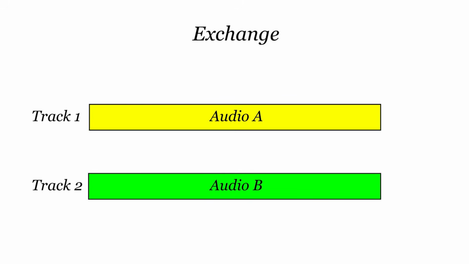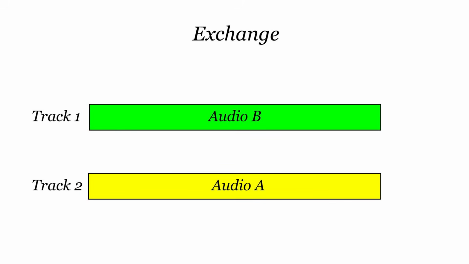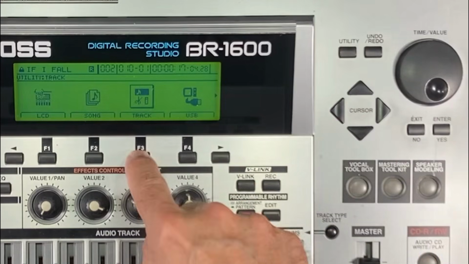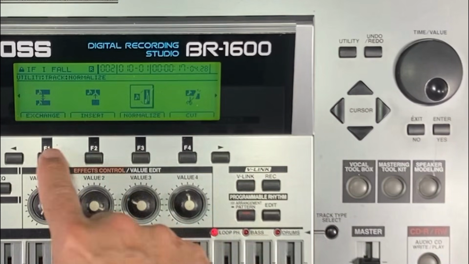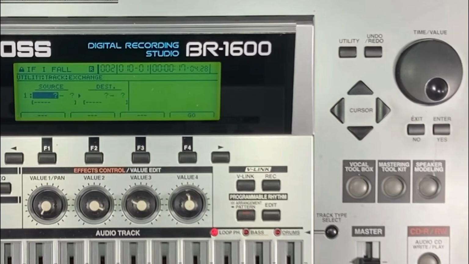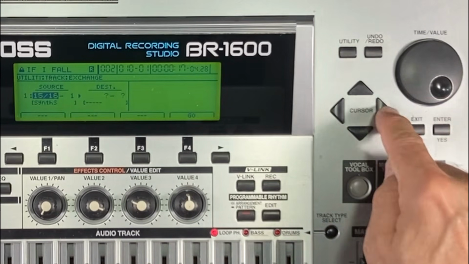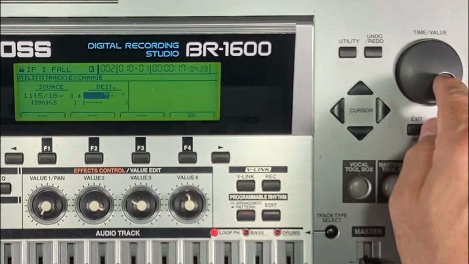Track exchange will take the complete audio from one track and swap it with another. This can be convenient if you like having the tracks arranged in a particular order, even if they weren't recorded that way. Go to Utility, Track and Exchange. There are only two parameters, source and destination. Enter the two tracks you want to exchange using the time value wheel.